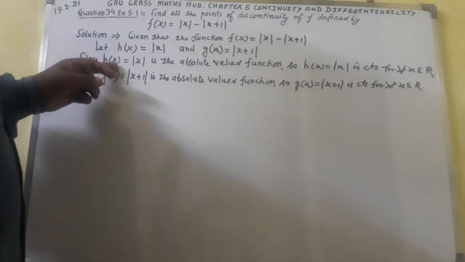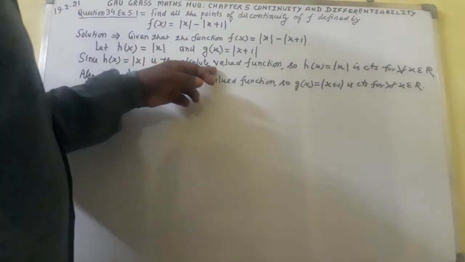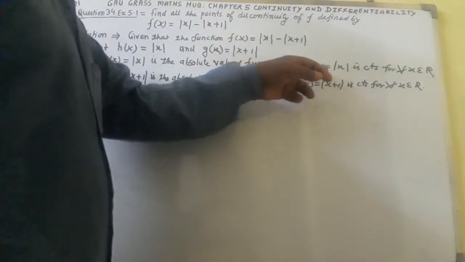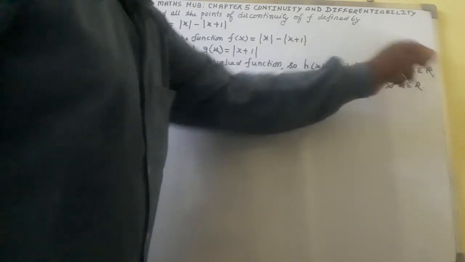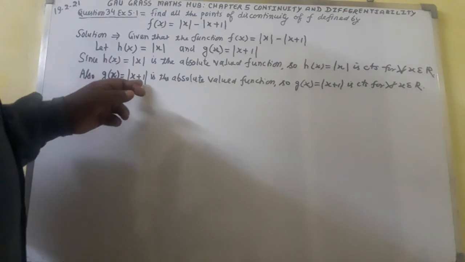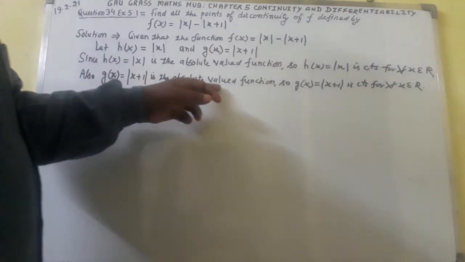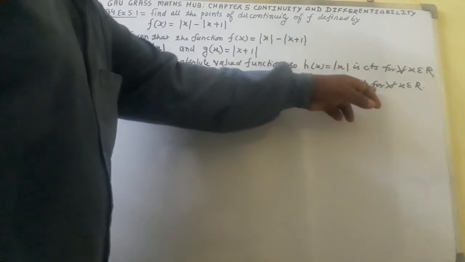Since h of x is equal to mod x is absolute valued function, so h of x is equal to mod x is continuous for all x belong to set of real number. And also g of x is equal to mod x plus 1 is the absolute valued function, so g of x is equal to mod x plus 1 is continuous for all x belong to set of real number.